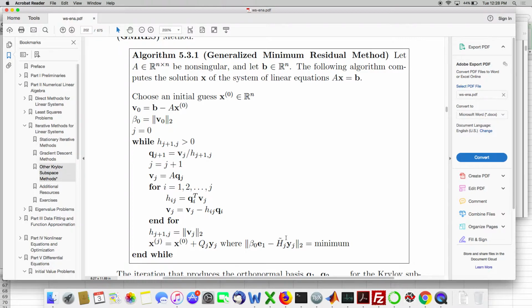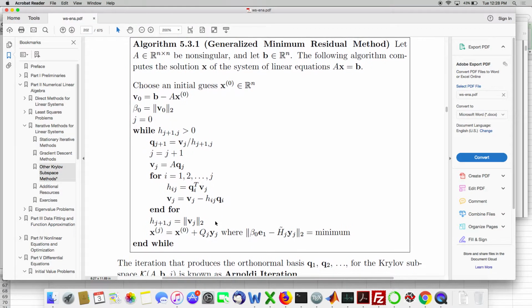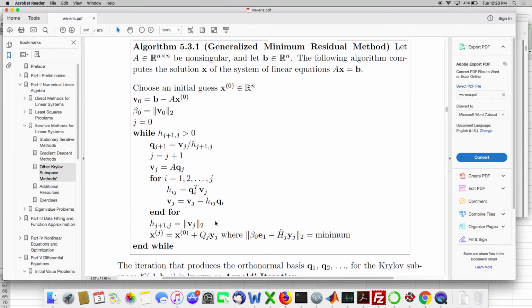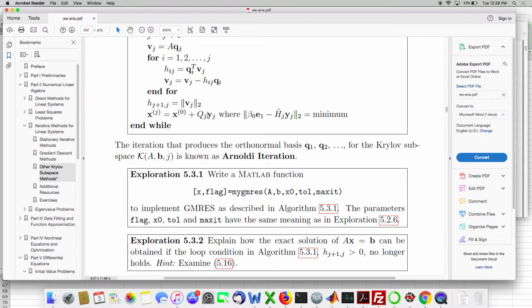The other thing is, it's not actually necessary to store all these vectors in the symmetric case. Storage is a problem because it increases from iteration to iteration. That's why with GMRES it's a good idea to restart it now and then to avoid excessive storage requirements. With MINRES, it's actually not necessary to do that.